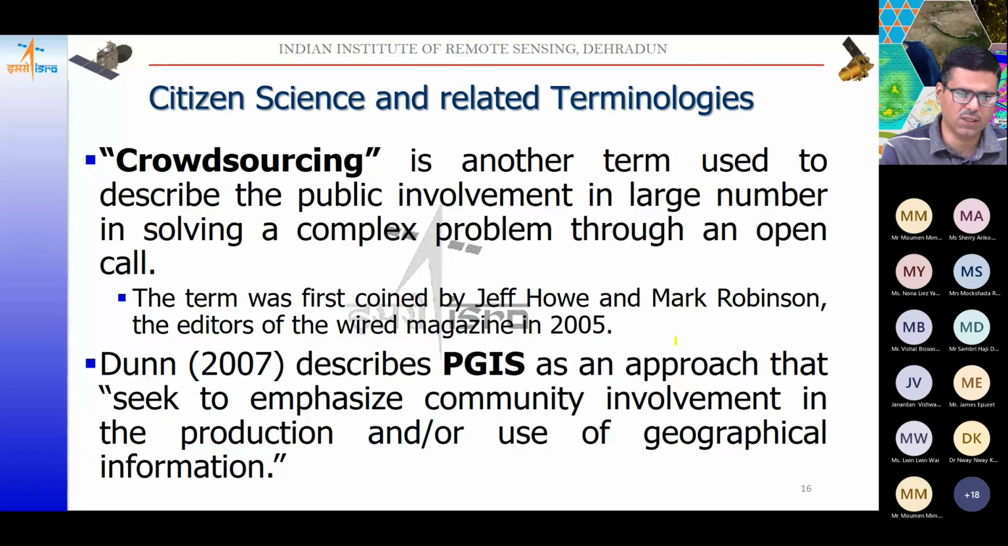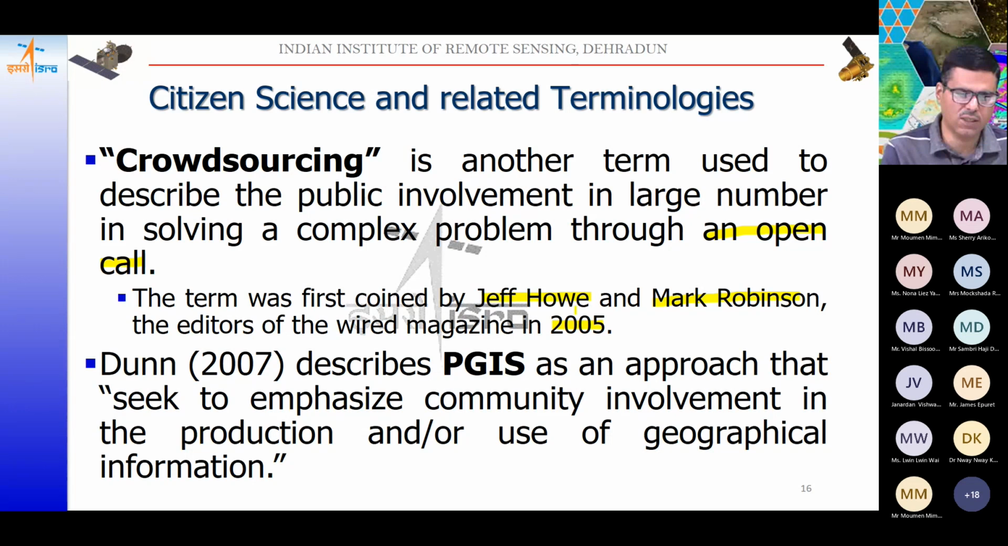The second term used is crowdsourcing, which describes the involvement of the public in large numbers towards solving a complex problem. The important thing is there is an open call, where people voluntarily come forward and support the project at various levels, could be data collection, analysis, and data dissemination. The term crowdsourcing was coined by Jeff Howe and Mark Robinson, who were editors of Wired magazine in 2005.